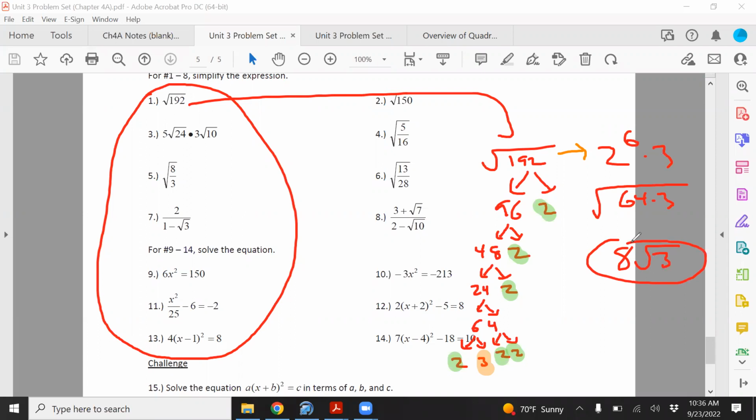Now, if you could see that 64 is a factor of 192, more power to you. If you could just see that, oh, here's a big number that's squared as a factor of 192, the square root of that is 8, so 8 root 3. Cool. A lot of people can't see that.